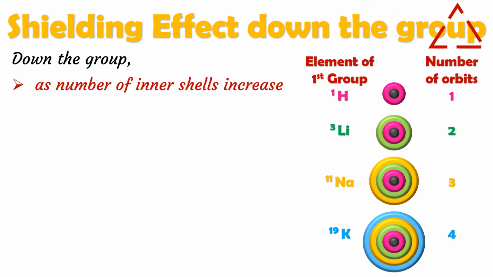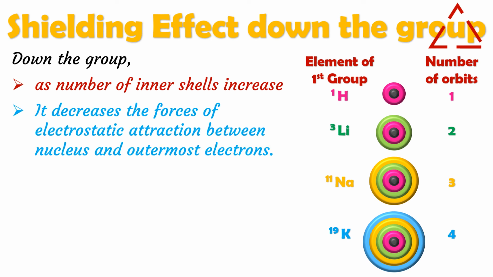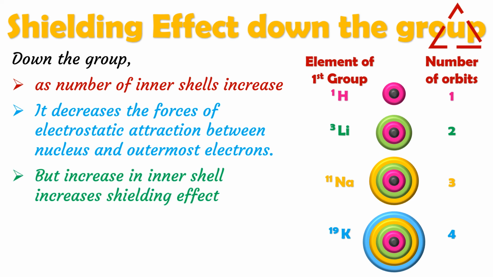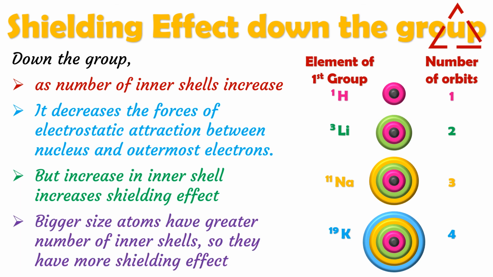Let's see the shielding effect down the group. Down the group, as the number of inner shells increases, it decreases the force of electrostatic attraction between the nucleus and outermost electrons. But the increase in inner shells increases the shielding effect. So bigger size atoms have a greater number of inner shells, so they have more shielding effect.